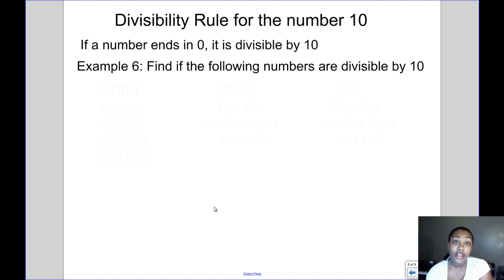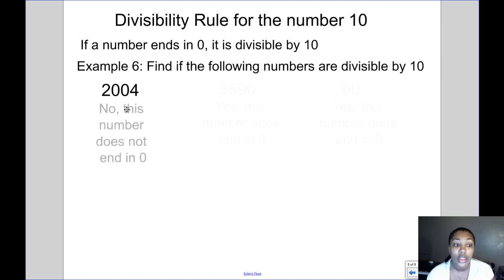And the last divisibility rule is for the number 10. If a number ends in 0, it is divisible by 10. So we want to find if the following numbers are divisible by 10. So our first number is 2004. So again, we want to see, does it end in 0? And because this one doesn't end in 0, we would say it is not divisible by 10 because it doesn't end in 0. Then we have 3,690.